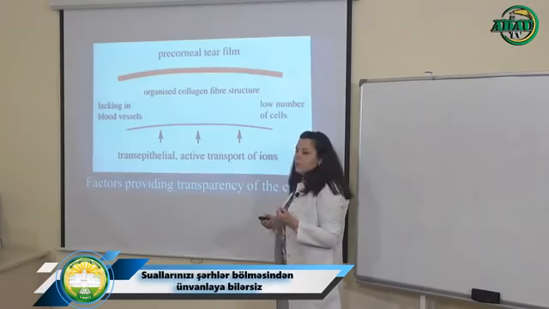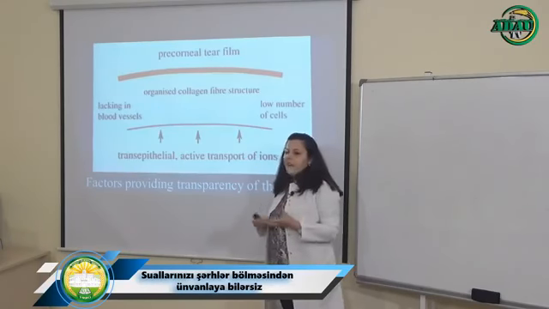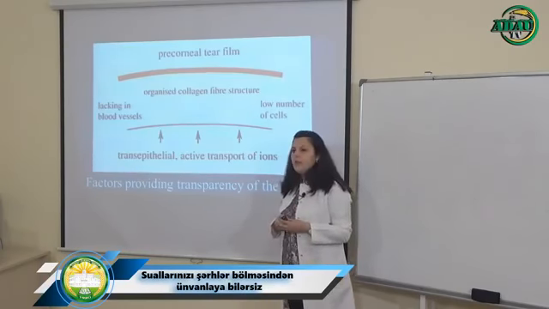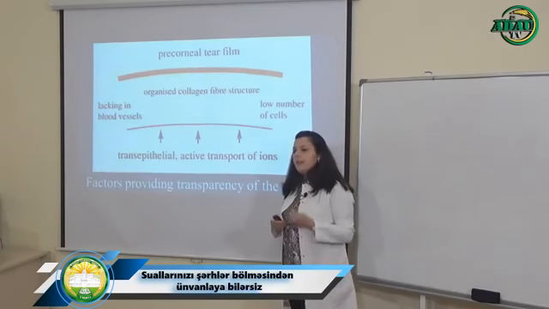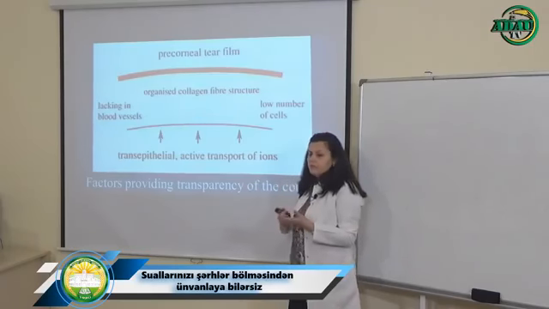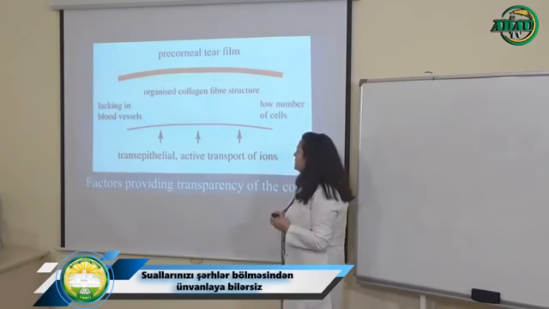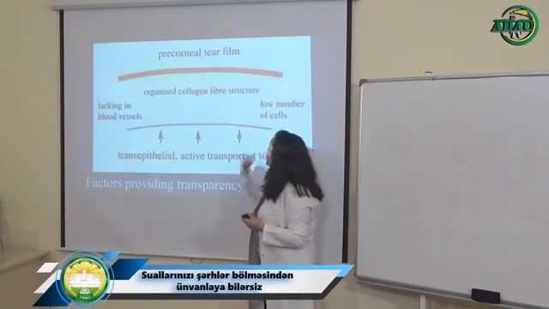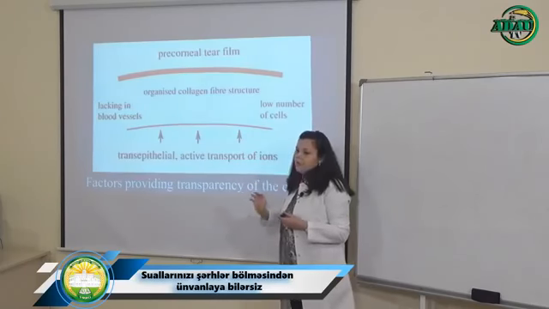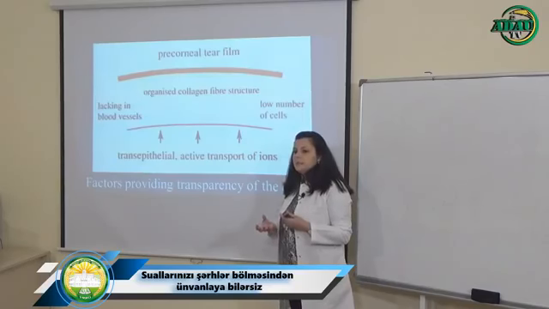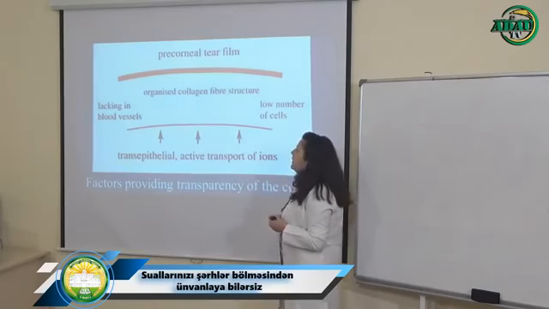The main factors which provide this transparency, first of all, is that the cornea is an avascular organ. The cornea doesn't have any blood vessels, and because of that, it's transparent. If you imagine an organ with blood vessels, of course, this organ cannot be transparent. Besides this, there is a very low amount of cells. There are more fibers, more collagen fibers, the keratinocytes, but the amount of cells is really very few.